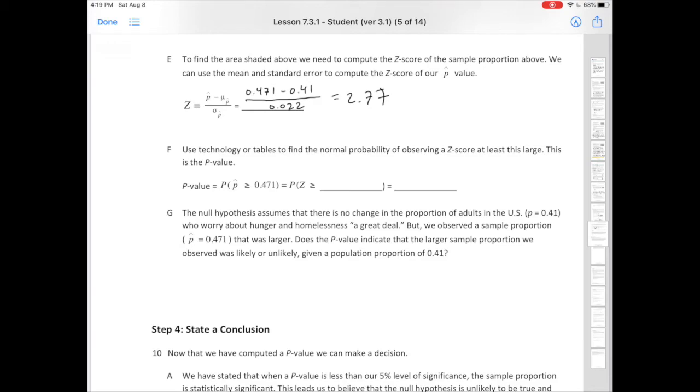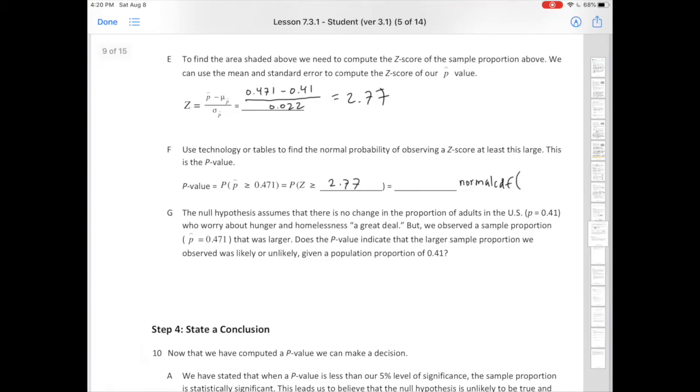So now we're going to do the p-value. It says use technology or tables to find the normal probability of observing a z-score at least this large. This is going to be the p-value. So remember, it's going to be the probability that z is greater than or equal to 2.77, right? That's our z-score. So how do we actually find this? Remember, this is going to be the normal CDF.